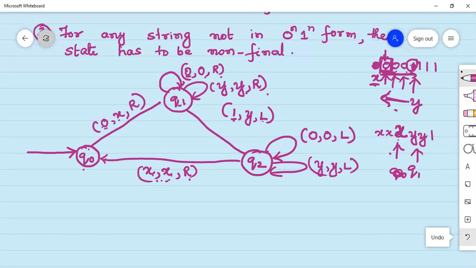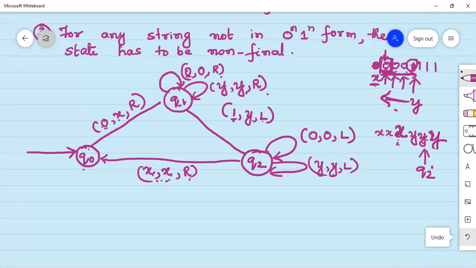q1 on y, you are not doing anything, you are moving ahead. So now q1 on 1. q1 on 1, you will replace this 1 with y and you are moving towards left, correct? So you are moving towards left here and the state is changed to q2.